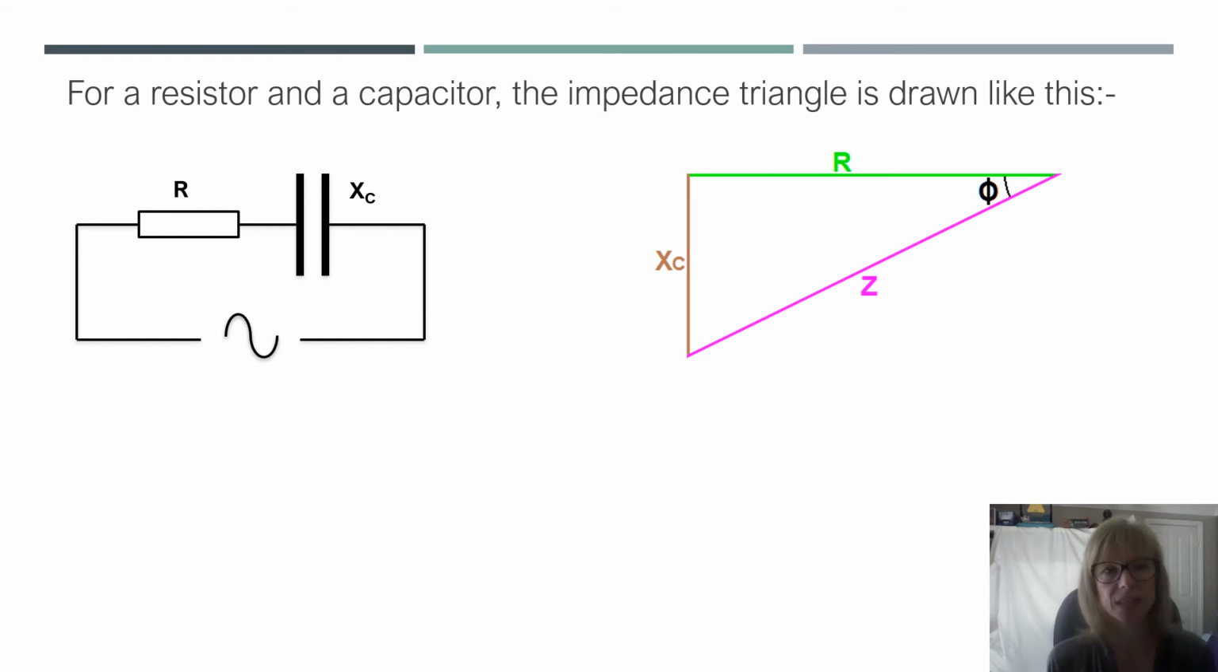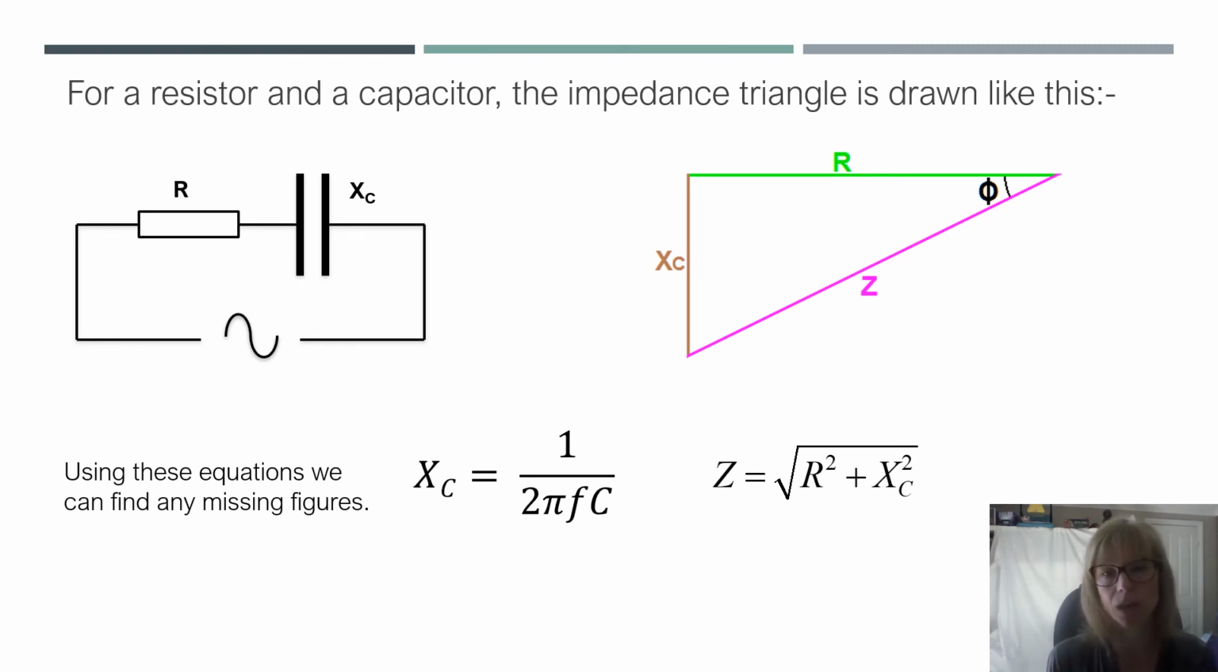So for a resistor and a capacitor, the impedance triangle is drawn like this. If you remember, for an inductor, the XL, our inductive reactance, went upwards from our resistance, but with a capacitor it comes down. You've had an explanation as to why that's the case. I want you to look through your notes and make sure you understand why. The phase angle always comes between the resistance and the impedance.